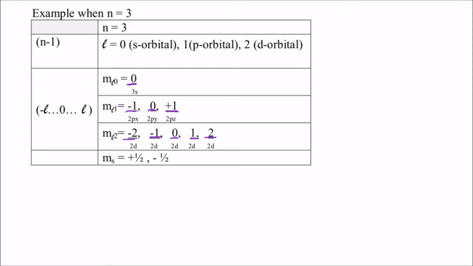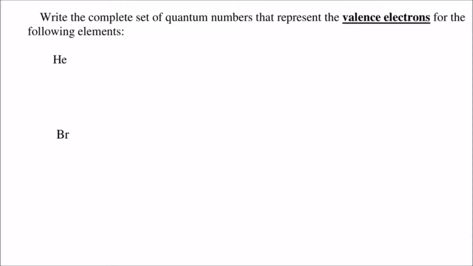So let's see if we can answer some questions about an element's electrons using our quantum numbers. We're going to start out easy with helium. The question is, write the complete set of quantum numbers that represent the valence electrons for the following elements. Starting with helium, which we did a little earlier, we have this electron and this one. That is helium's valence electrons because helium only has one energy level, the very first one. That is its outer energy level, which is what valence stands for.